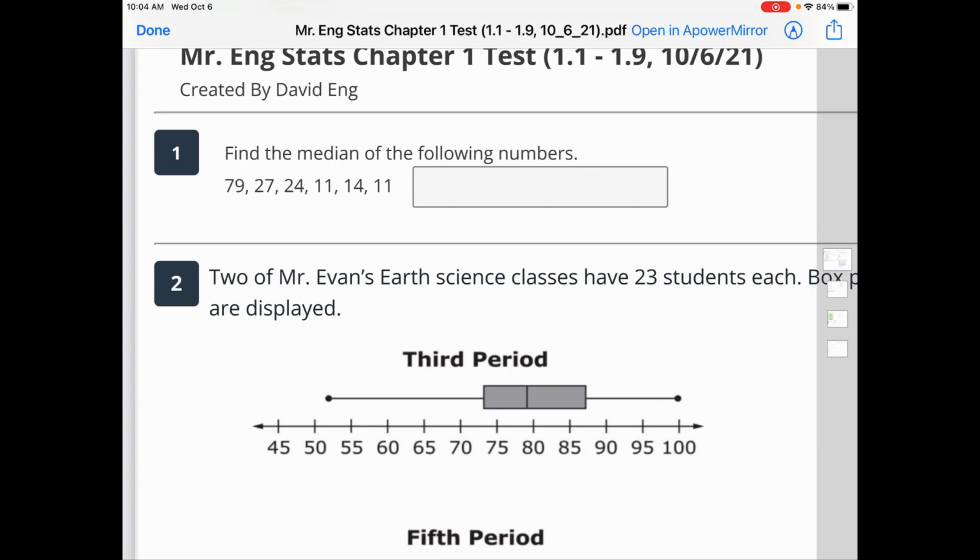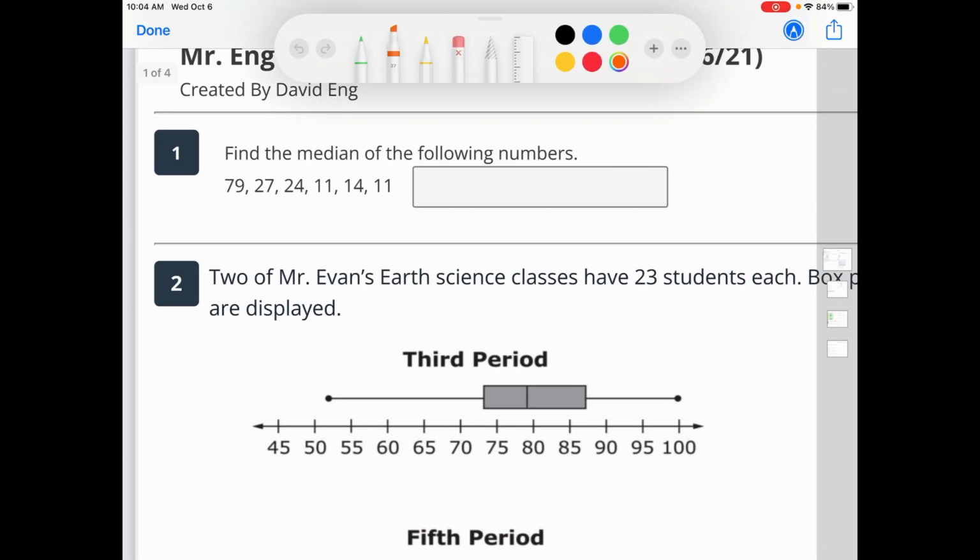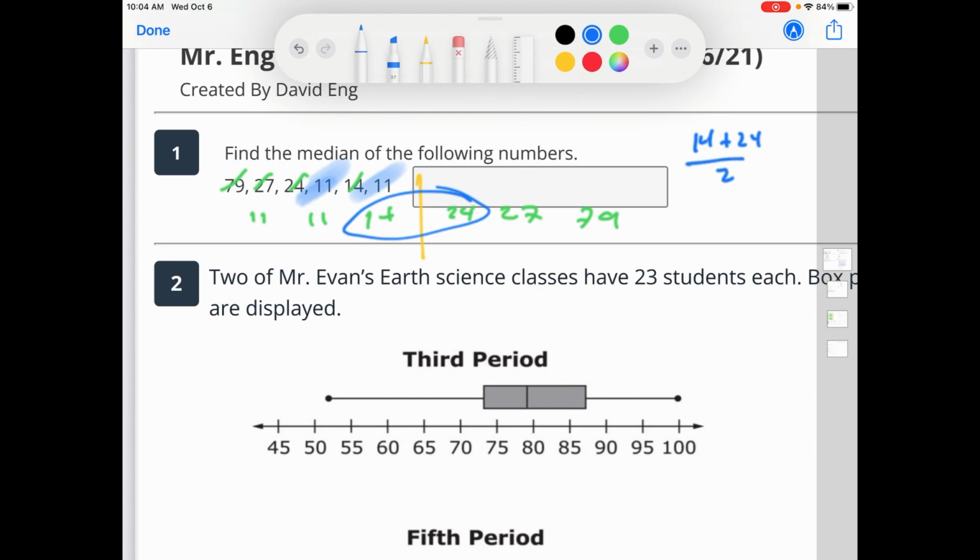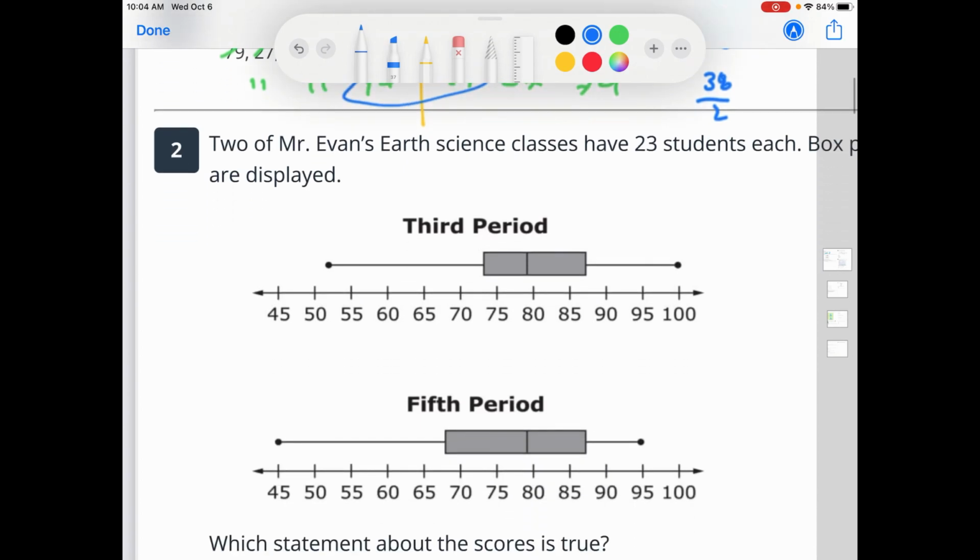Question number 1, find the median of the numbers. So if I put those in order: 11, 11, 14, 24, 27, and 79. You'll notice that there are 3 numbers to the left, 3 numbers to the right, so I'm going to have to take the average of these 2 numbers. Median means middle, so that would give me 38 divided by 2. Your answer is 19. 19 is your answer for number 1.